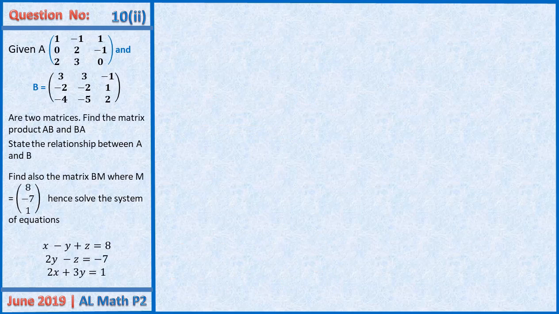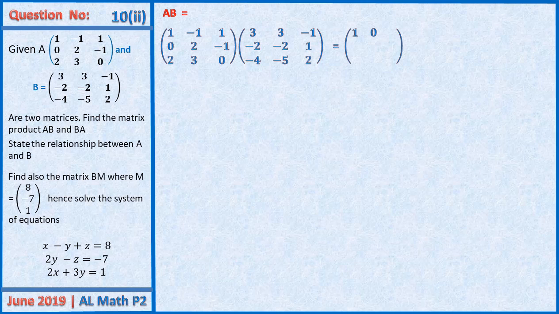Now question 10, the second part. You are given the matrix A equals that and matrix B equals that, which are two matrices. Find the product AB and BA. So AB just means to multiply A by B, and recall that we multiply row 1 of matrix 1 by column 1 of matrix 2. And when you do this multiplication, we obtain the identity matrix.